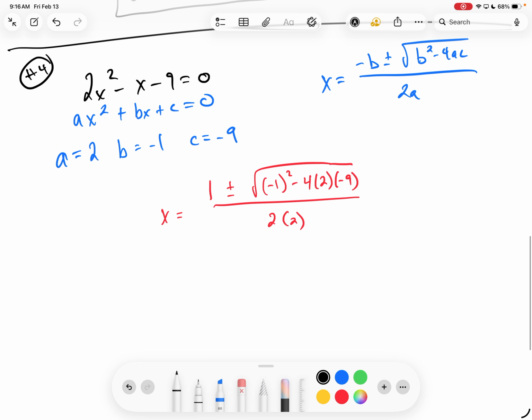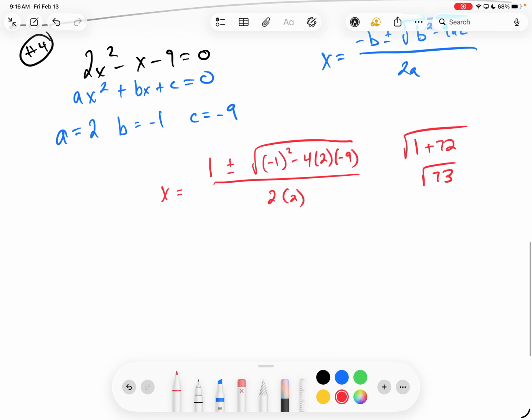Now what I do to make this a little bit easier is just go figure out the radical stuff because I got all this stuff underneath here. So negative 1 squared would be 1. Negative 4 times 2 times negative 9 would be positive 72. Okay. So that's the square root of 73. So now I have x equals 1 plus or minus the square root of 73 over 2 times 2, which is 4.